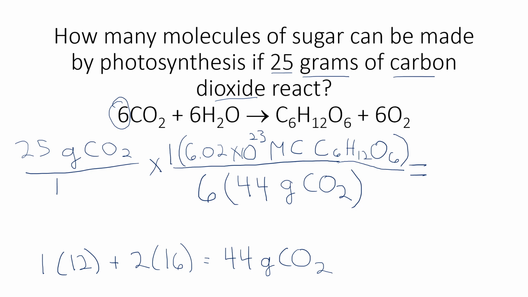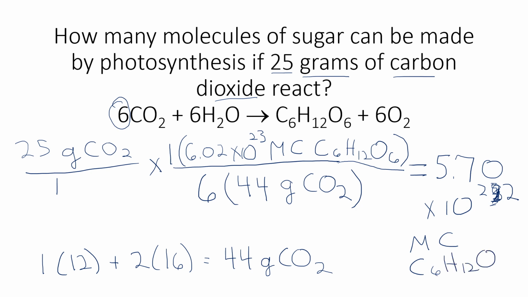What your calculator understands is that the divide key means the numbers in the bottom, the times key means the numbers in the top. And my calculator is telling me 5.70 times 10 to the 23rd. Whoops, that's not a 3, that's a 2. Times 10 to the 22nd. And then the units here, it's molecules of C6H12O6. Sorry, I still haven't figured out the best way for erasing. So that's a 22 up there.